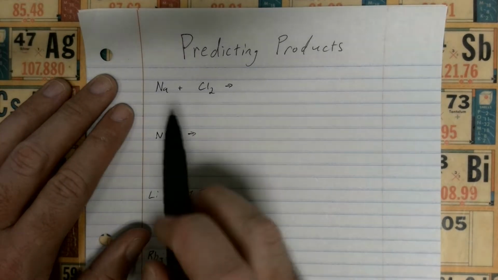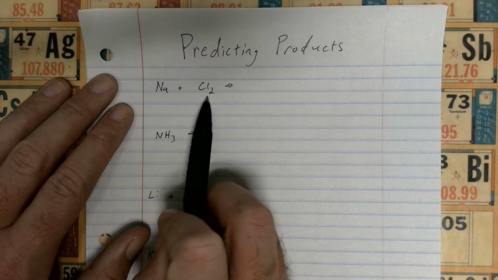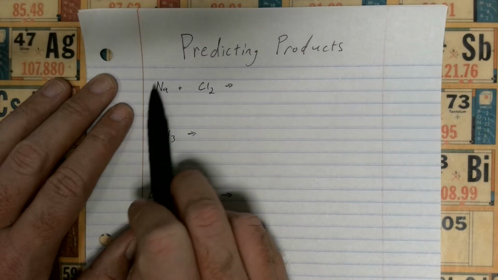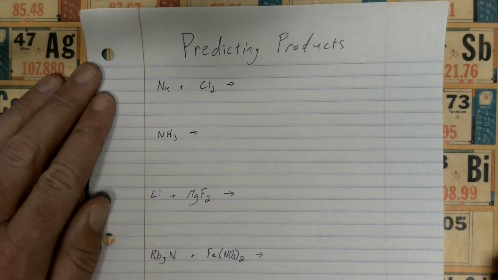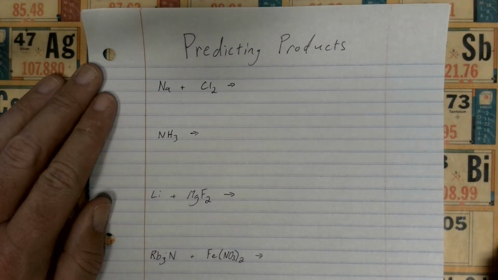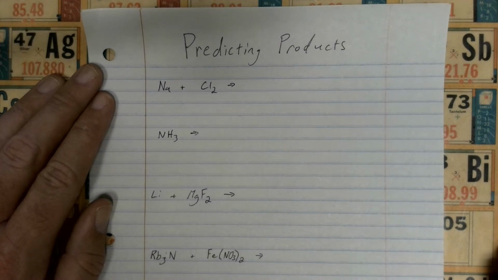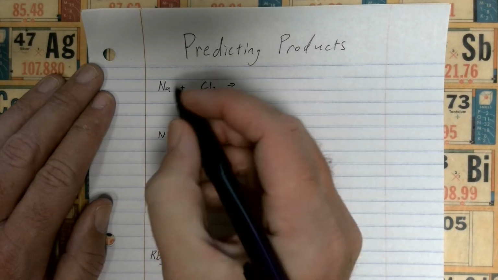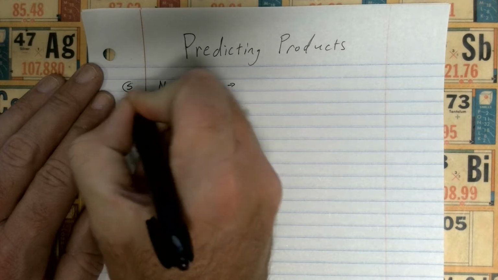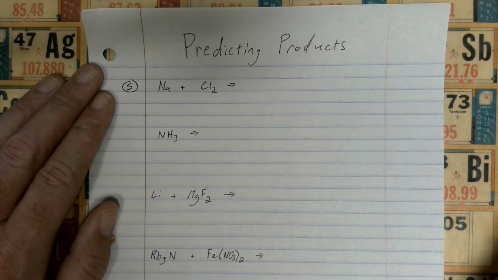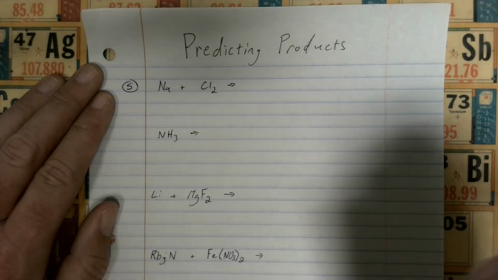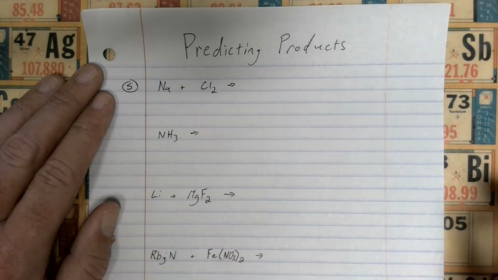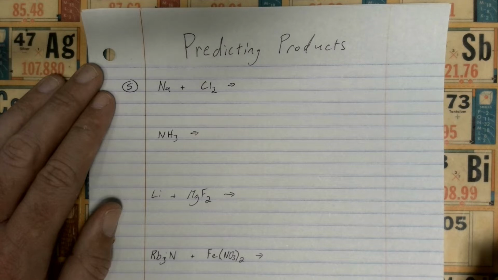So this first one here, we have sodium, Na, plus chlorine. Okay, so we have two elements coming together or reacting, and the only thing that they can do is come together to form a compound. So this is going to be a synthesis reaction because it's two elements. Because nothing can switch, we can't break anything apart. So therefore this is going to be synthesis.